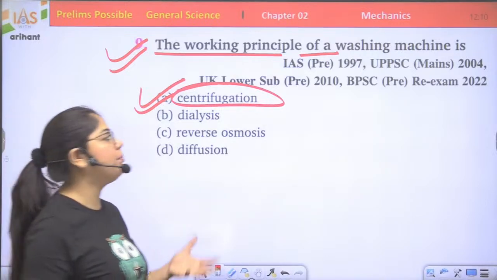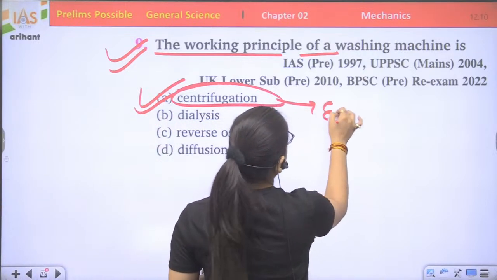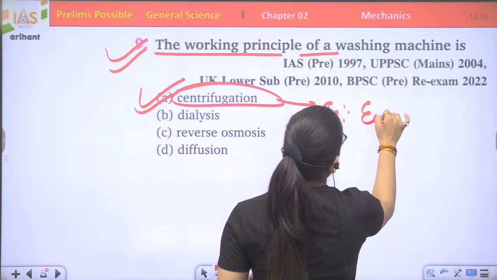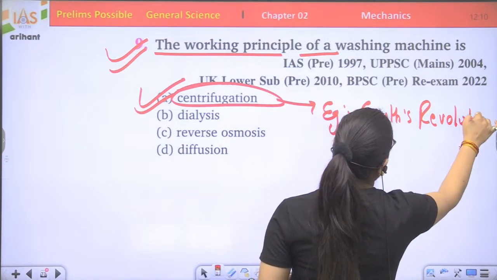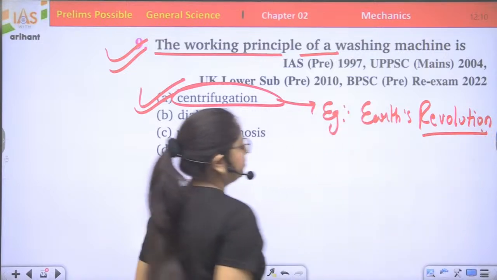Another example of centrifugation is the Earth's revolution. Clear?